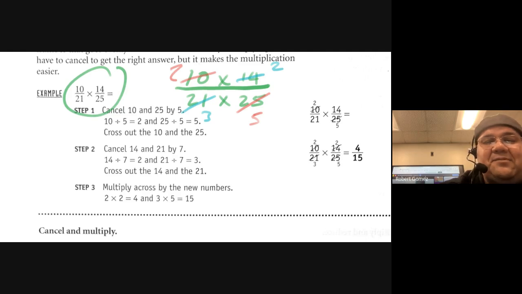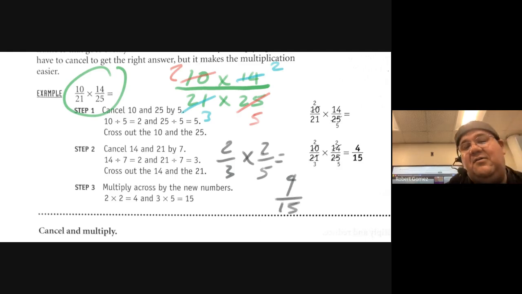So now I can rewrite this in its reduced form. Now I have 2/3 times 2/5. And now I can multiply it, right? 2 times 2 is 4. 3 times 5 is 15. And that's how we do that. Now, if we tried to solve this without reducing, that's fine. It just means that when we get our answer, we're going to have to reduce that answer down, right?